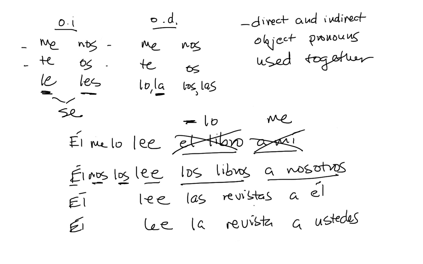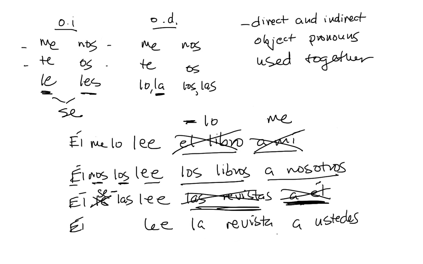Él lee las revistas a él. Okay? A él replaced would be le, to him. Las revistas, direct object replaced would be las. Le or les before lo, la, los, las turns into se. Él se las lee. Revistas has been replaced, but we want to keep the a él because the se can mean a variety of different things, to him, to her, etc. So initially we want to keep both se and a él. Then once you're sure the se is referring to a él, then you can drop it.